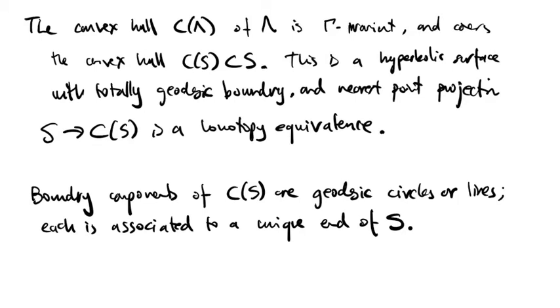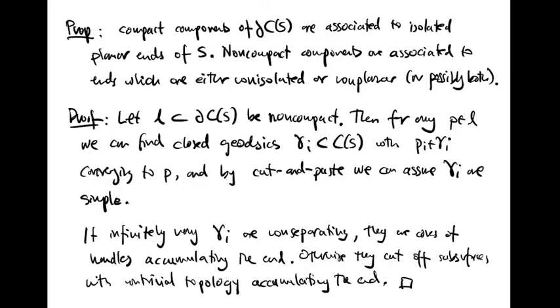The boundary components of C of S are totally geodesic. They might be circles or lines, and each one cuts off some non-compact subset of S, which is associated to a unique end of S. The map from components of the boundary of the convex hull to the ends of S is neither injective nor surjective in general.